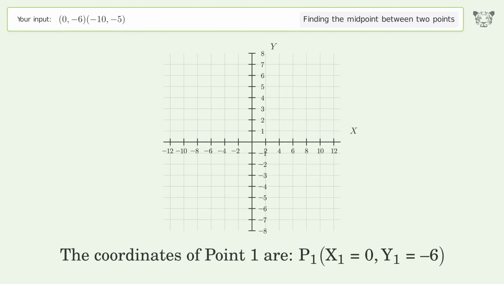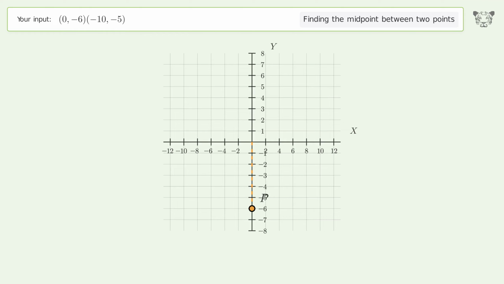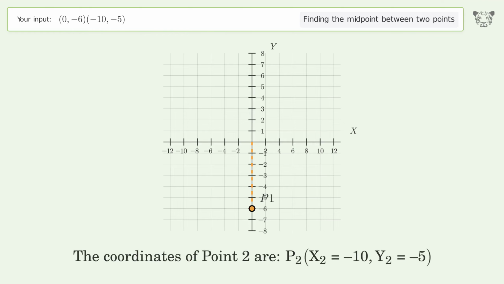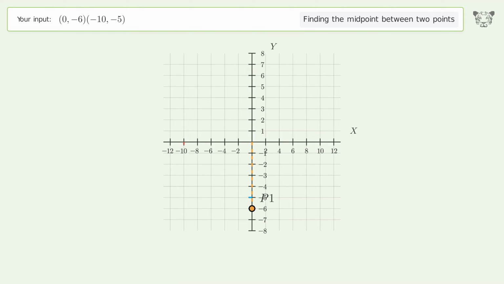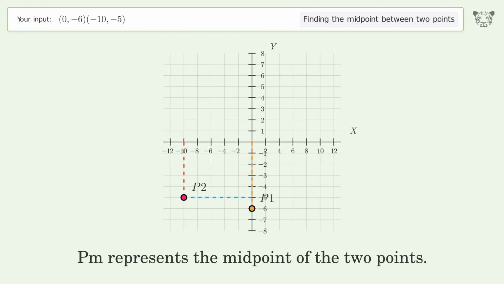The coordinates of point 1 are x1 equals 0, y1 equals -6. The coordinates of point 2 are x2 equals -10, y2 equals -5. PM represents the midpoint of the 2 points.